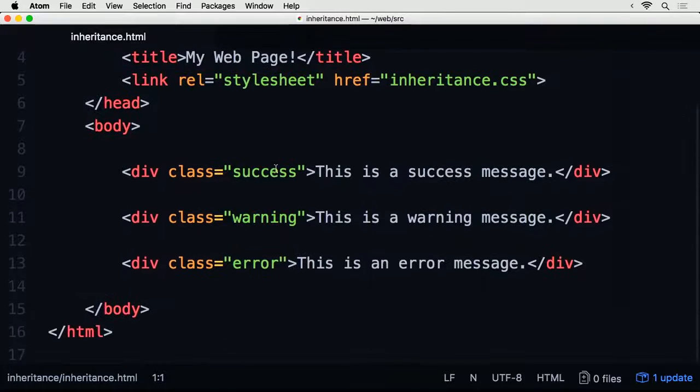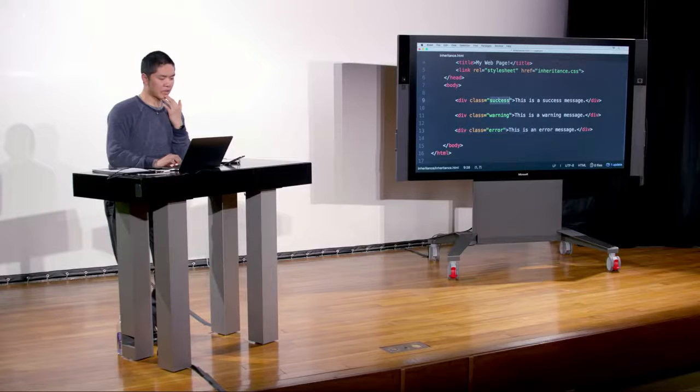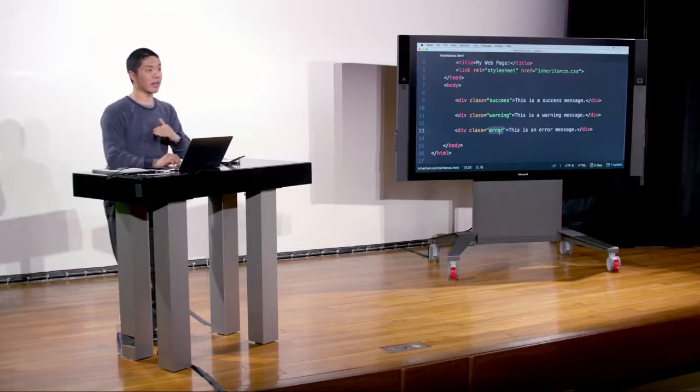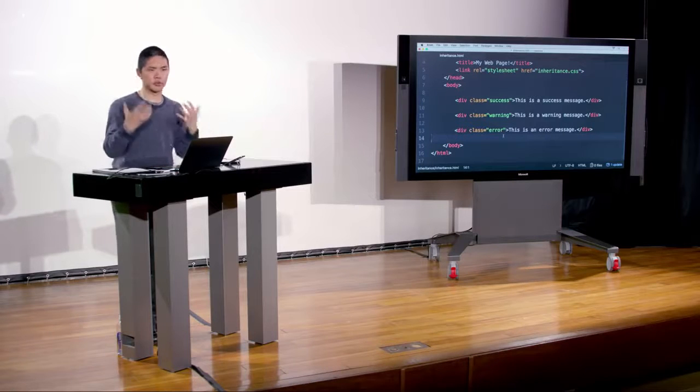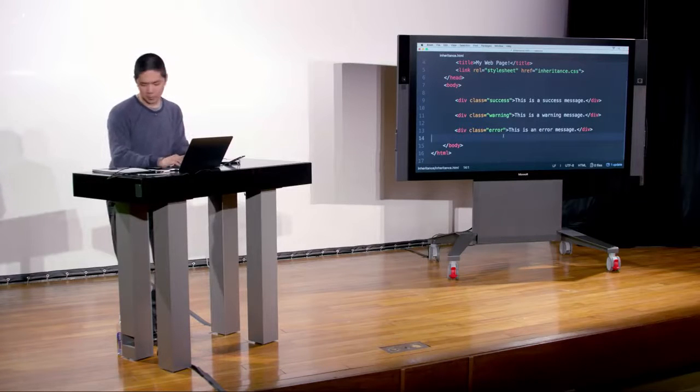So what I have here is, without using Bootstrap, 3 different divs. This is a success message. This is a warning message. This is an error message. One's class is success. One's class is warning. One's class is error. So those are my 3 classes that I have to deal with. And I want to style them in a particular way, so they show up sort of like the Bootstrap alerts that we were looking at just a moment ago.